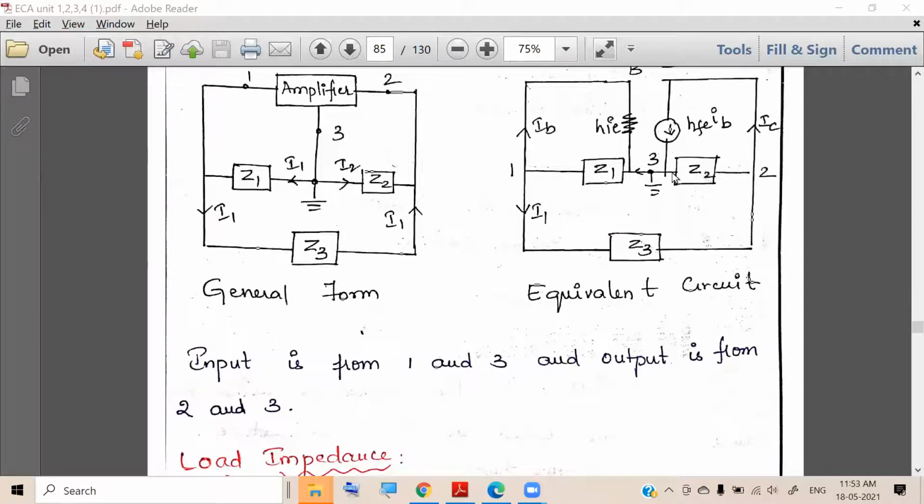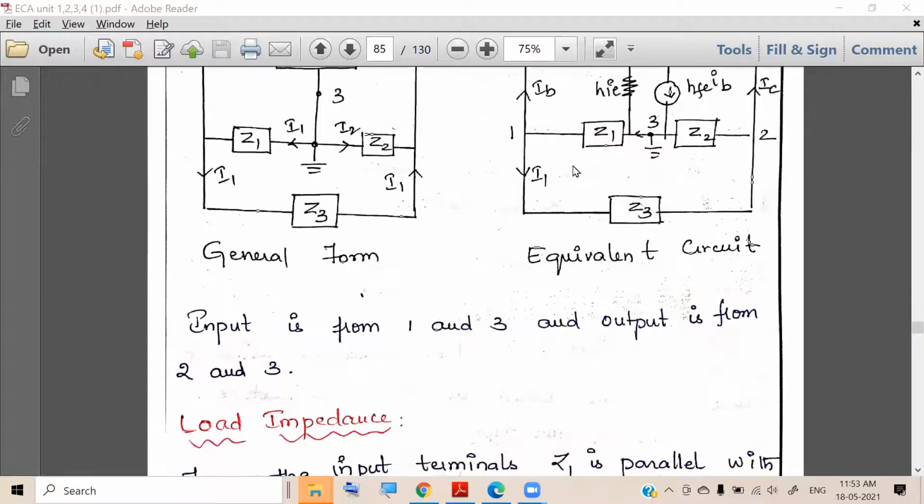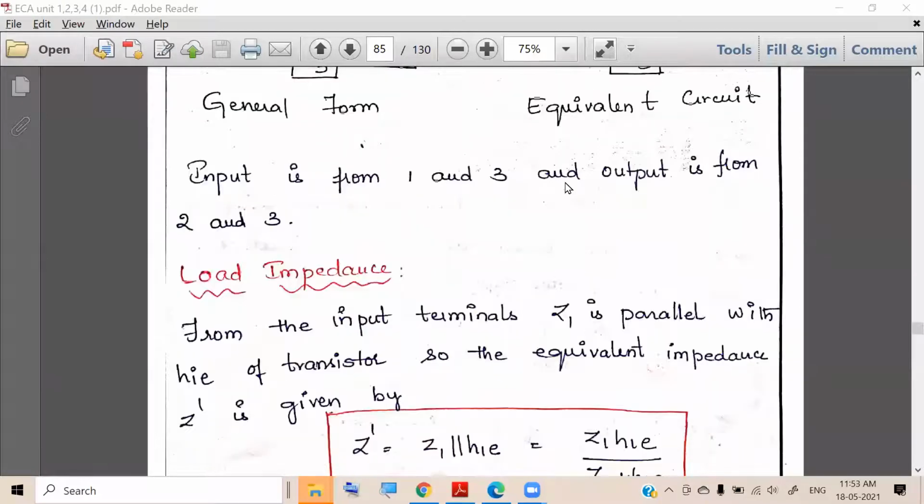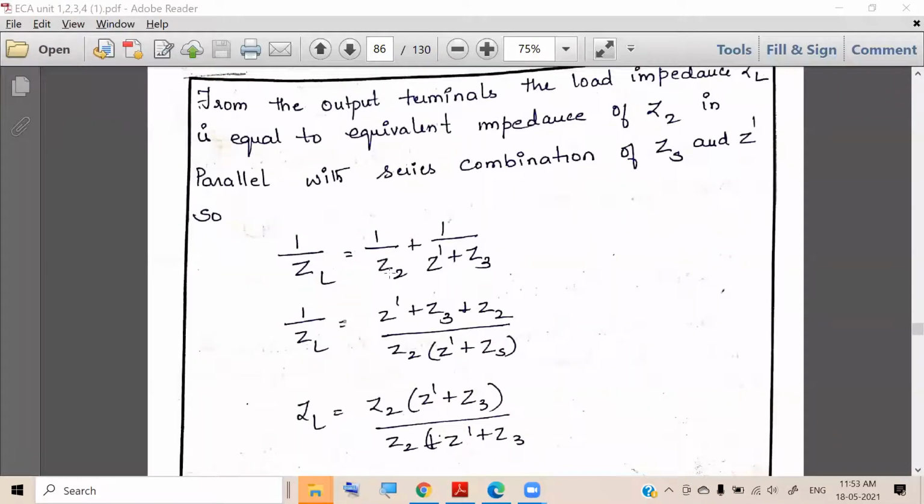So in one branch we have Z2, and in another branch we have Z3 plus Z dash. So Z2 in parallel with Z3 plus Z dash we are considering. The formula for parallel is 1 by Zx plus 1 by Zy. So we have this relation: 1 by ZL is equal to 1 by Z2 plus 1 by Z dash plus Z3. Now let us simplify this.